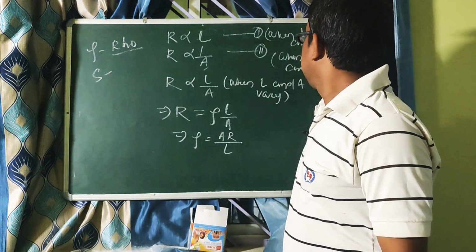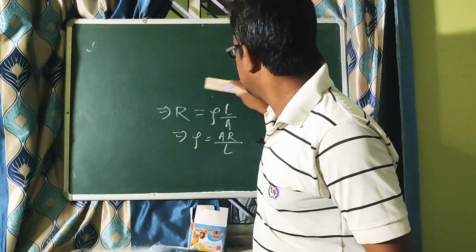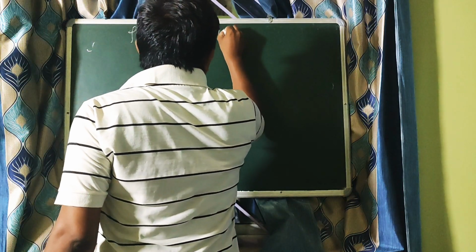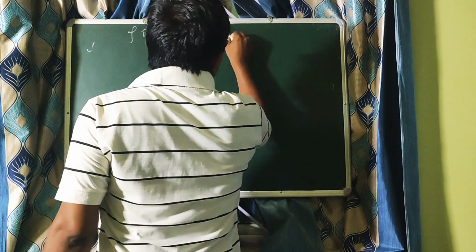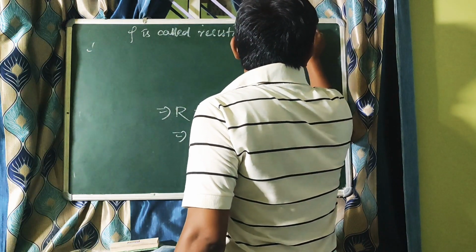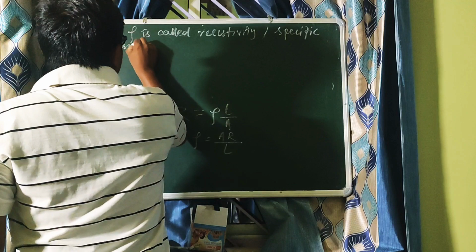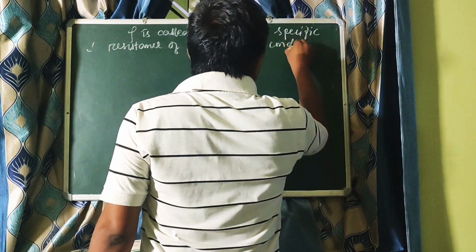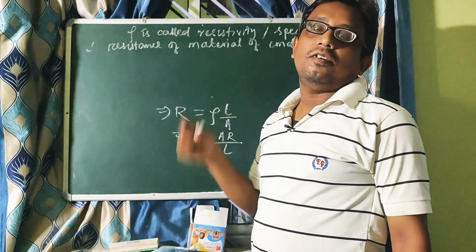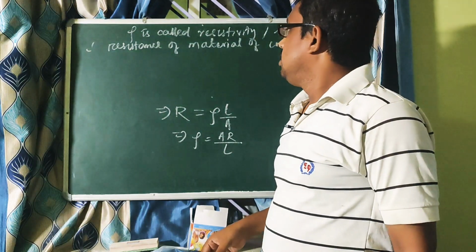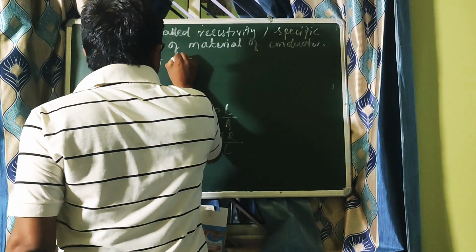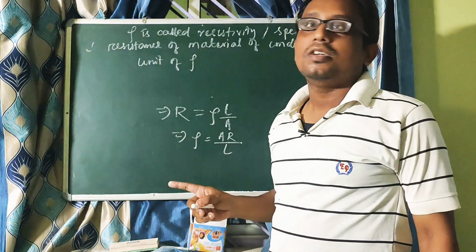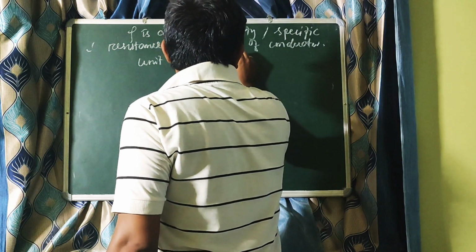So what is rho here? Rho is called resistivity or specific resistance of the material of conductor. So what is the unit of rho? Here see, area unit is meter square, R unit is ohm, length unit is meter, so unit of rho will be ohm into meter.